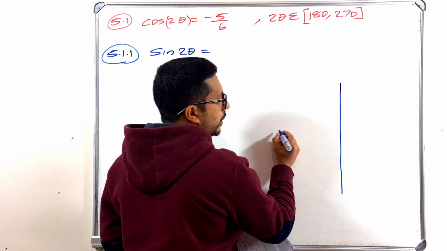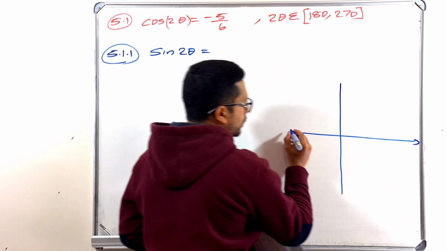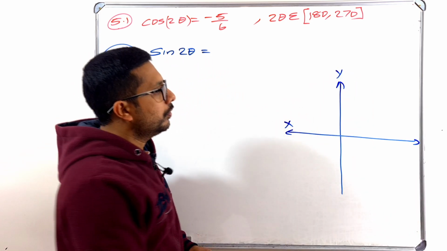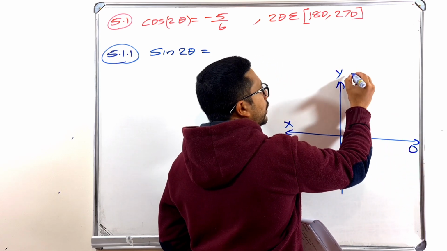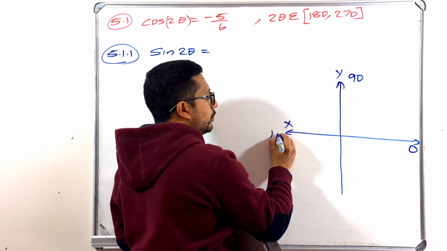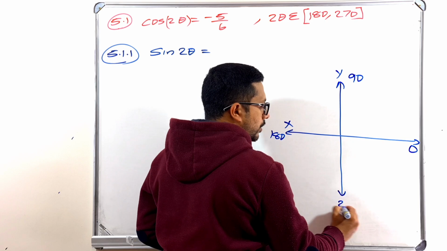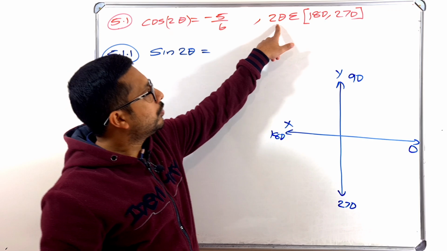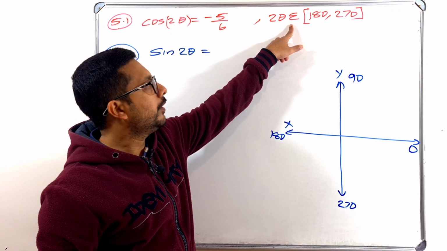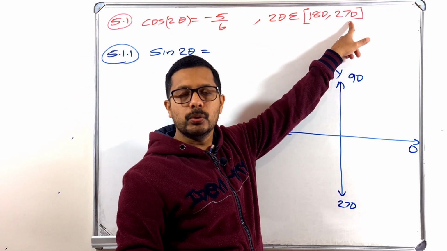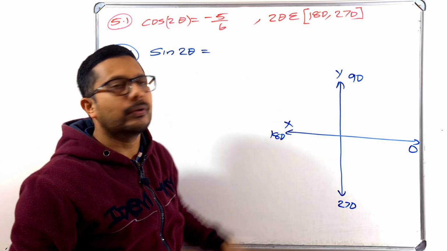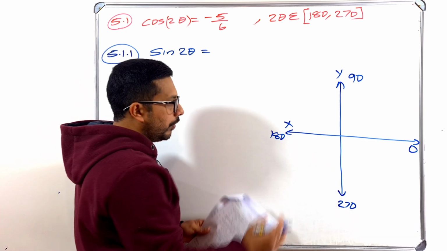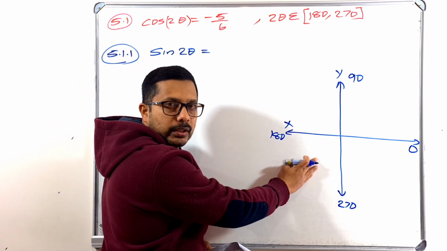Here you know that this is the y-axis and this one is the x-axis. This one is 0, here it is 90, this is 180, this one is 270, then 360. Look at this: 2 theta is an element of 180 to 270. It is straightforward. Between 180 and 270 means it is in the third quadrant.